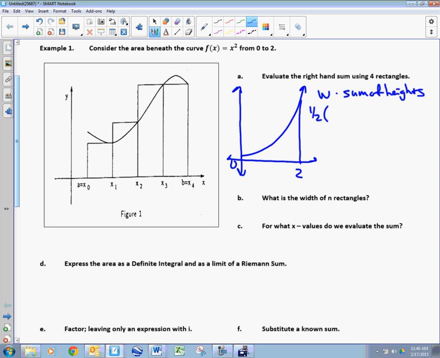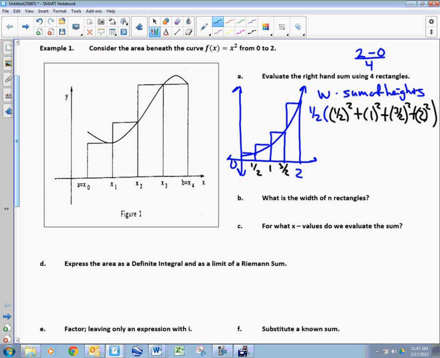And here's how you got that, if you don't realize what you did. You took 2, which was the ending point, minus the beginning point, and then you divided it by the number of rectangles. So that's what you did, okay? So now I'm going to add up the heights. Where will I evaluate each one of these heights? Where do I evaluate the first height? I evaluate at a half. So I have 1/2 squared plus 1 squared plus 3/2 squared plus 2 squared. Are we okay with that? So that's going to give me the right-hand sum, okay?